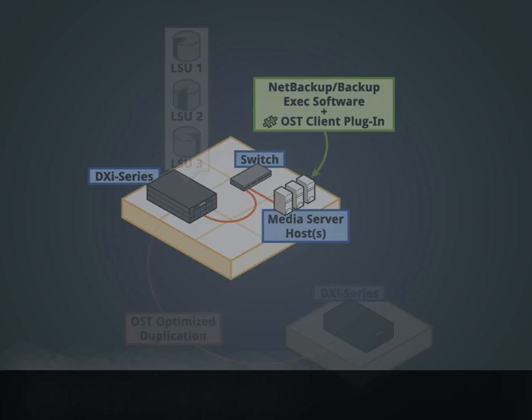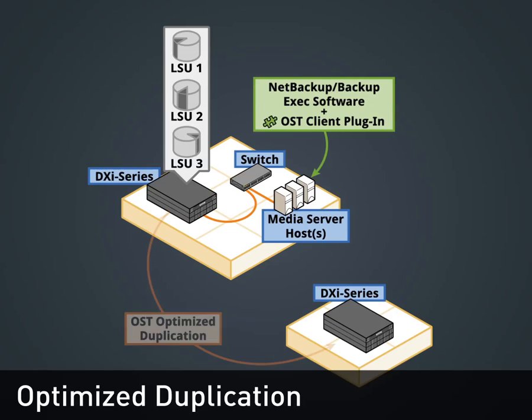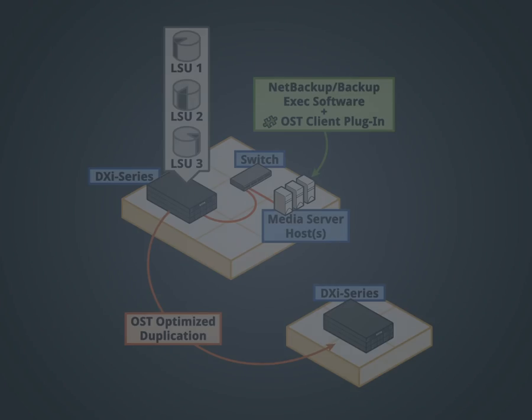The OST Optimized Duplication feature duplicates data at the backup image level from one DXi system to another. It does this without having to pass data back through the NetBackup or Backup Exec media server. Refer to the DXi-Series Configuring OST Optimized Duplication video for a demonstration on how to configure optimized duplication.